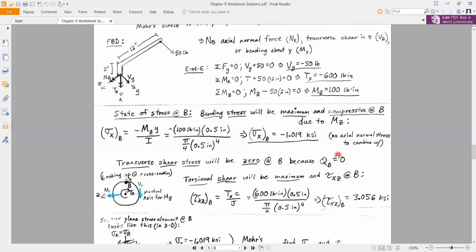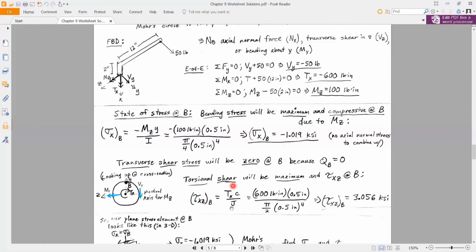Finally, our fourth potential type of stress is our torsional shear, and that's going to be maximum again at point B. And at B, it's going to be going in the z direction. So we're on our x face up here at the top. It's going to be going to the right, so going in the negative z direction, because our torque we found is going to be rotating around this way if we're looking up at our cross section. We're on our x face going in the z direction, gives us tau xz at point B.